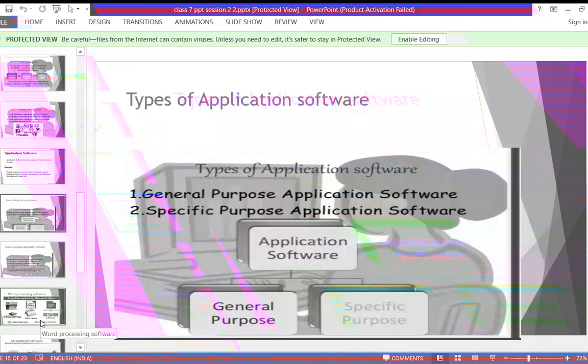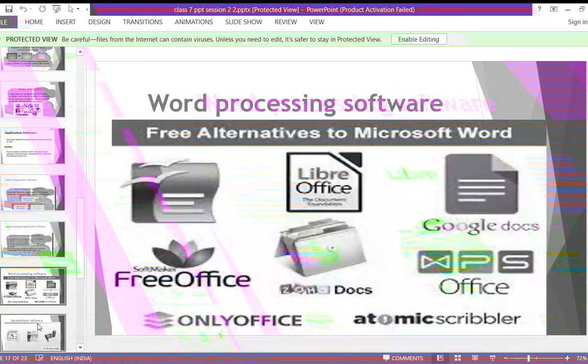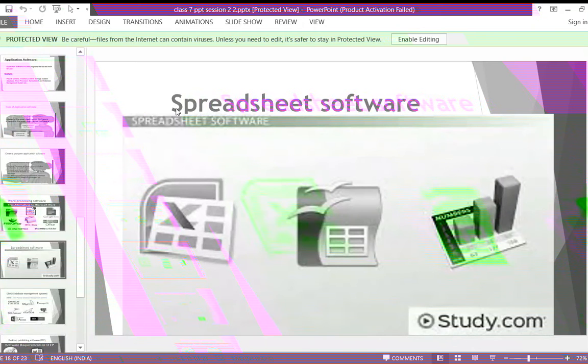Understood about the word processing software? Yes, ma'am. Next is spreadsheet software. So what do you mean by spreadsheet?